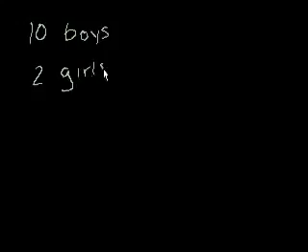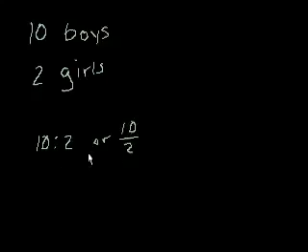Let's say there are 10 boys and 2 girls in a class. So the ratio of boys to girls would be 10 to 2, or 10 over 2. Those are two different ways of writing it. And we know from fractions that that's also the same thing as 5 to 1, or 5 over 1. We want to keep the 1 there because we know that it's a ratio of one thing to another thing.